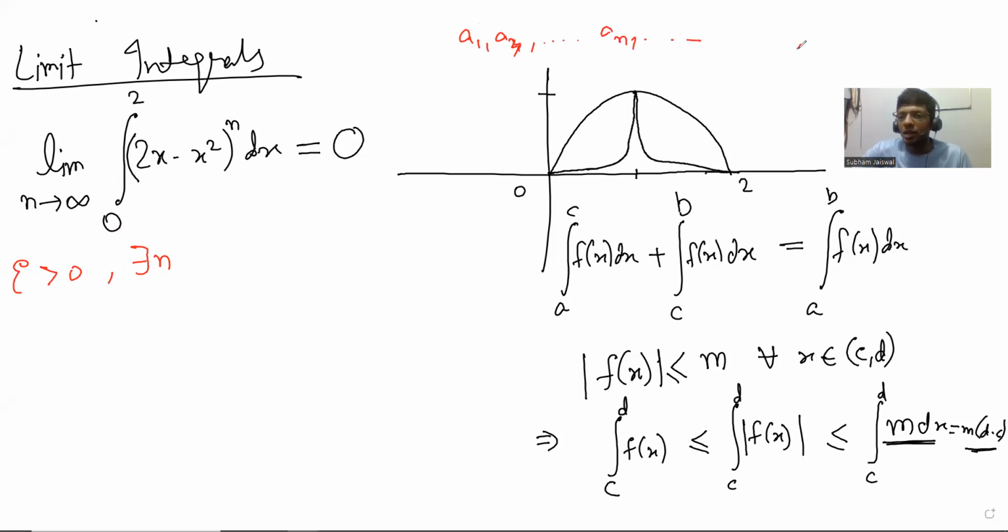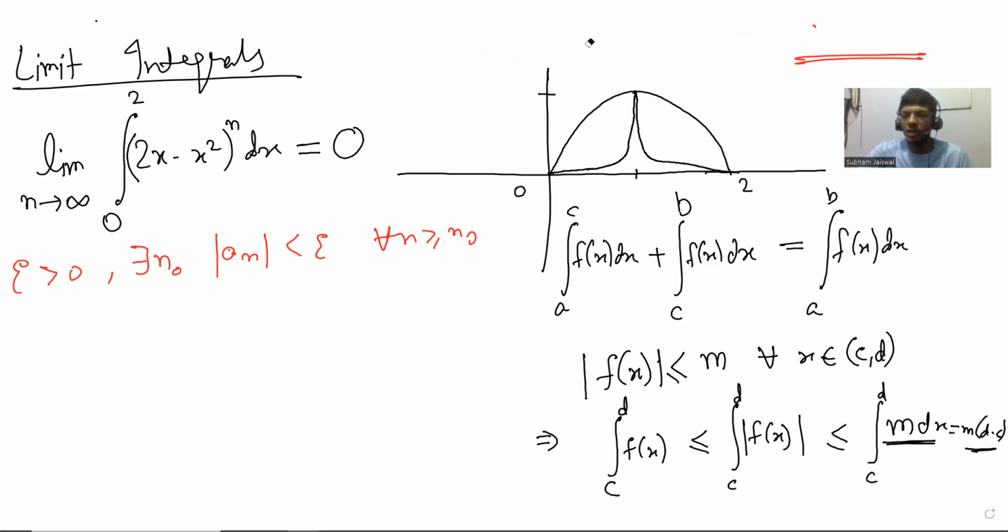This is a sequence. Now, what does it mean to say that the limit of a_n is zero? It means that given any epsilon greater than zero, there exists an n naught such that the distance of a_n from zero is less than epsilon for all n bigger than or equal to n naught. This is just what it should mean, right? This is correct. This is what we will be using.